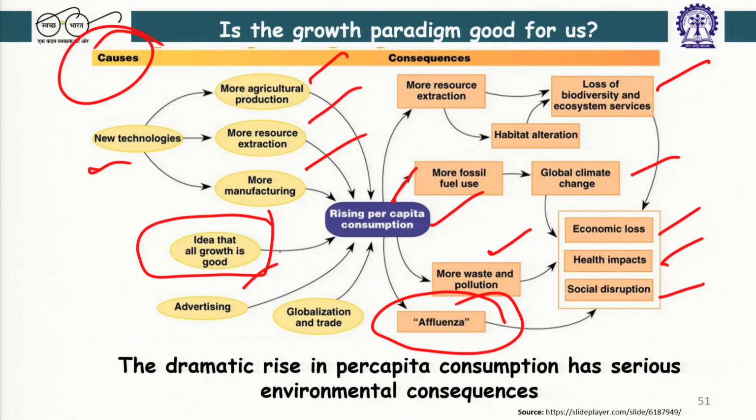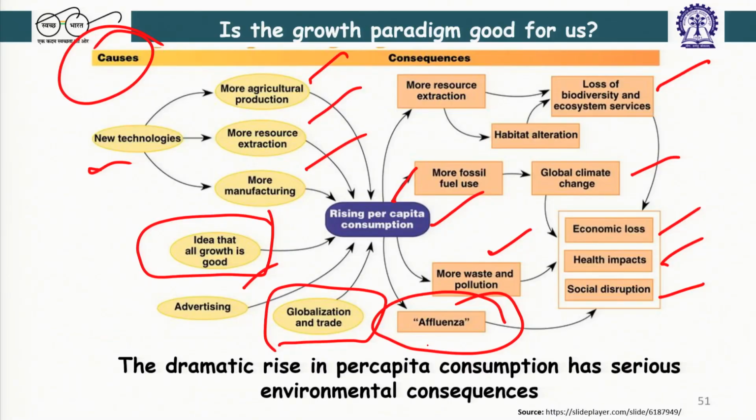Advertising also forces you to consume more. Globalization and trade also kind of force you to consume more. We need a healthy lifestyle for sure, we need a balanced lifestyle for sure, but many times we also have to think about all the different resources that we are consuming on a day to day basis because of this so called affluenza problem. Is it really worth it in the long term? So, what is the overall impact on the environment from overconsumption of resources? Overconsumption of resources is leading to a lot of environmental degradation. So, should we go for that?